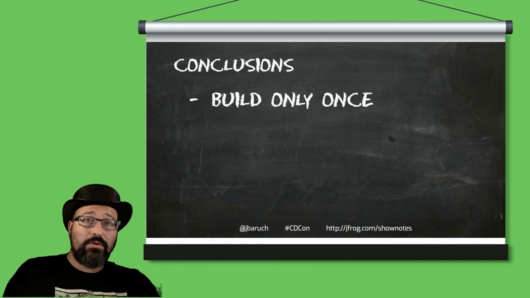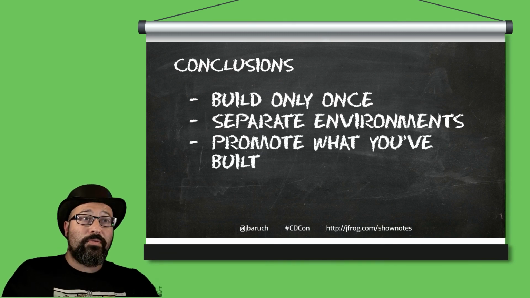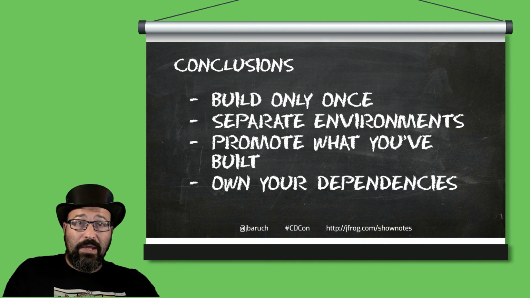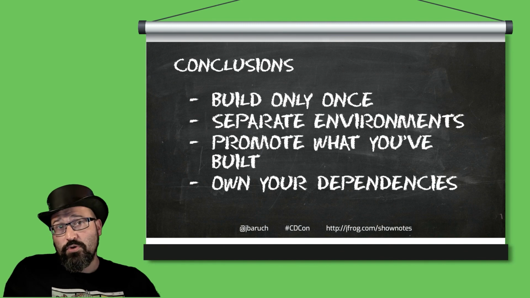So just to conclude: build only once, separate environments, promote what you have built, and own your dependencies in your system, and then you will have very strong promotion pipelines.